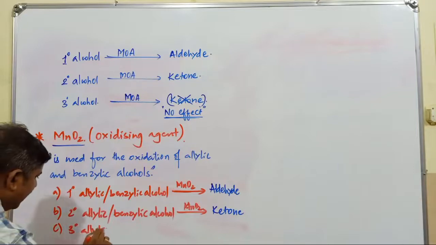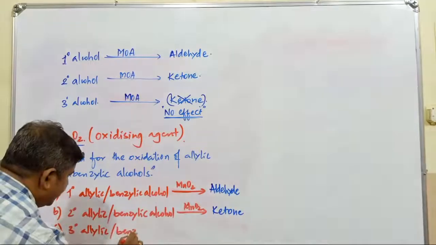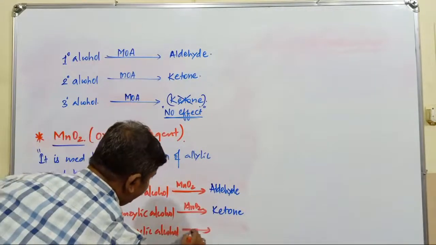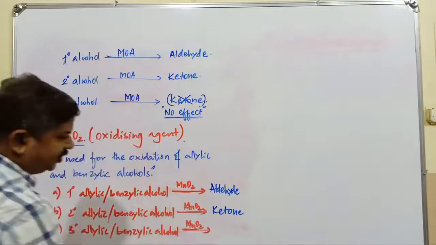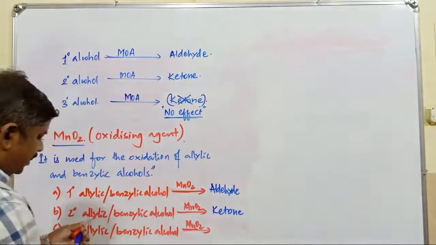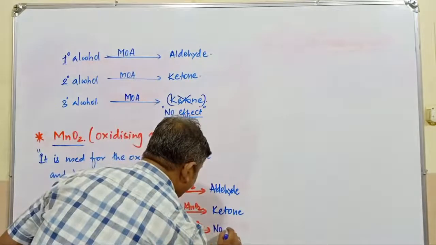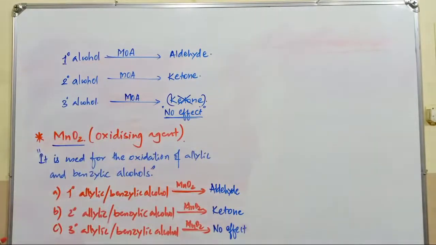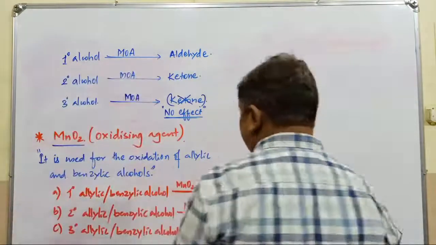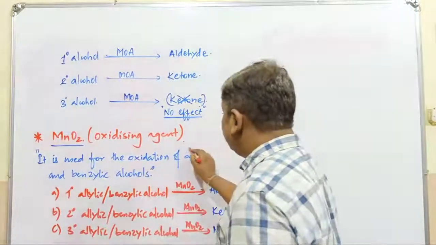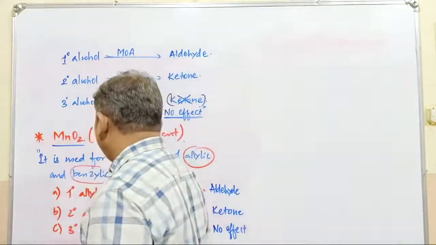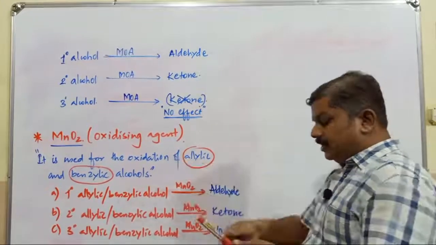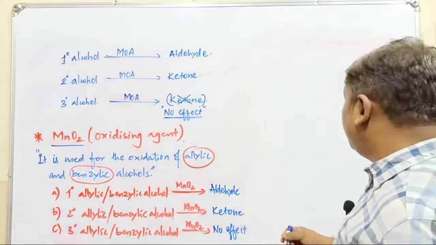And if it is a tertiary allylic or benzylic alcohol, we have a number of examples for this: primary, secondary and tertiary. This particular compound MnO2 has no effect on tertiary allylic and benzylic alcohols. So what is the role of this MnO2? MnO2 is going to be used as an oxidizing agent for the oxidation of allylic and which one? Benzylic alcohols. Especially for these corresponding compounds we use this MnO2 compound.